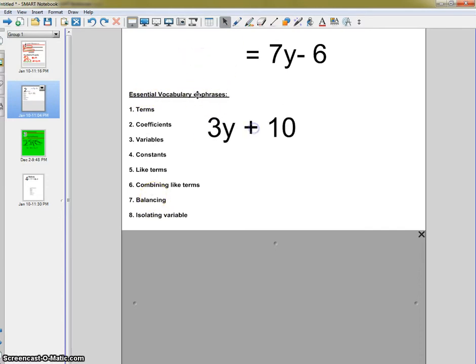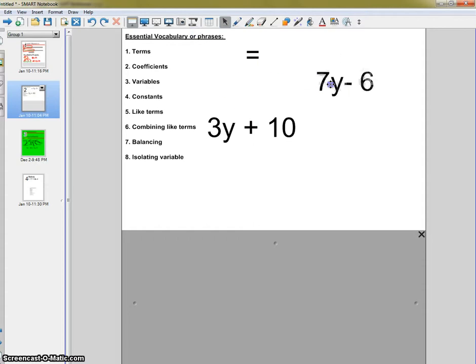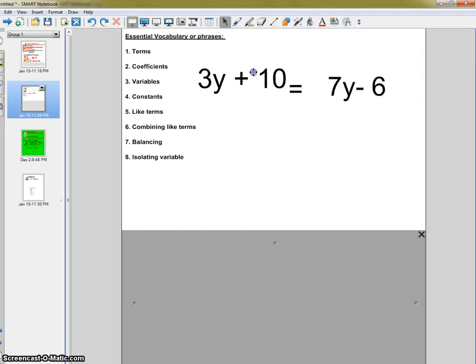Alright, let me push this up here a little bit and push this down, and I'll begin my solving process. Okay, and then I have on slide 4 one for you to solve, and you can solve one on the survey too. Here we go. 3y plus 10 is equal to 7y minus 6.